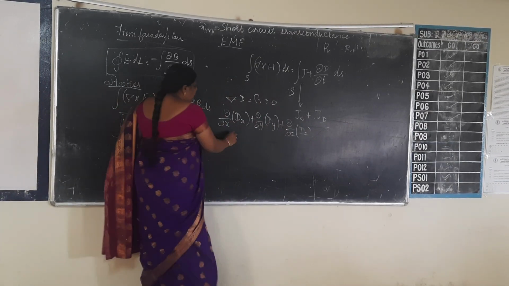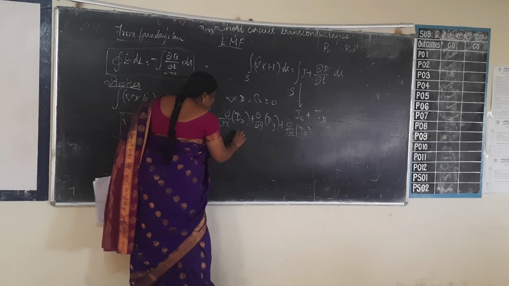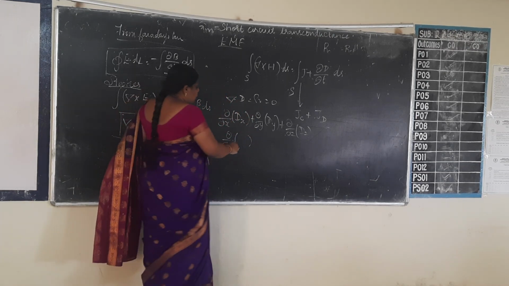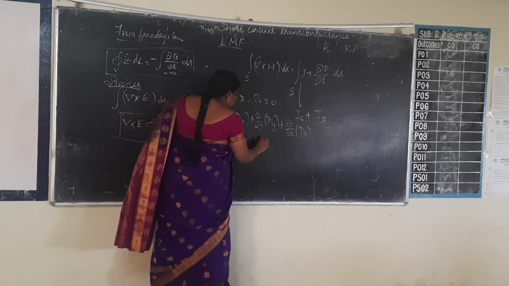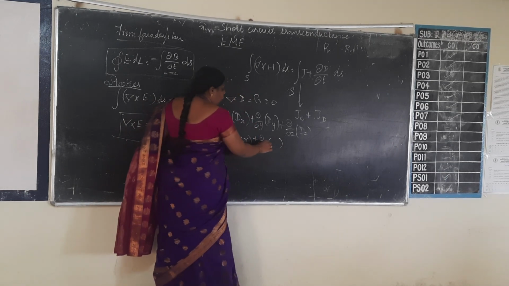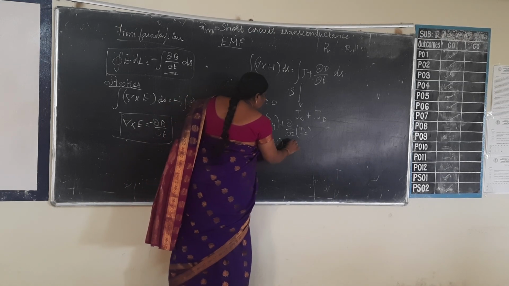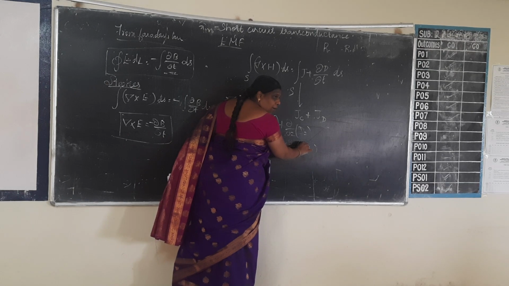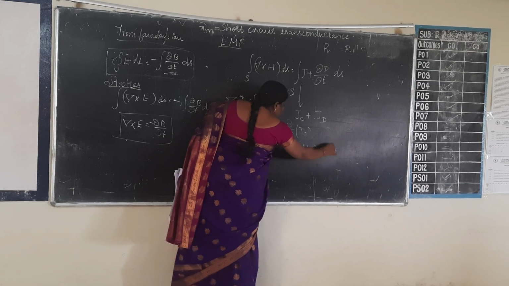What is the partial derivative of Dx with respect to x? For the Dx component, it is 10x, right? Plus the partial derivative of Dy with respect to y, minus 4y, right? Then the partial derivative of Dz with respect to z, here plus k. That is equal to 0, right?